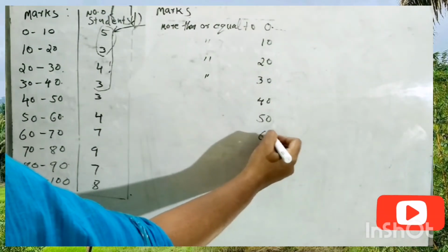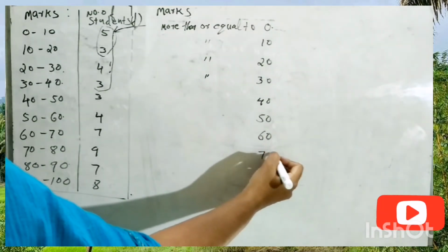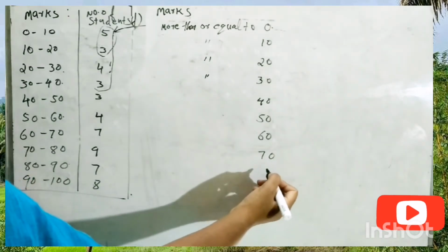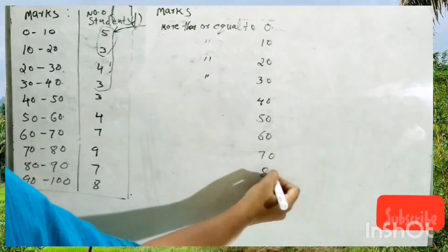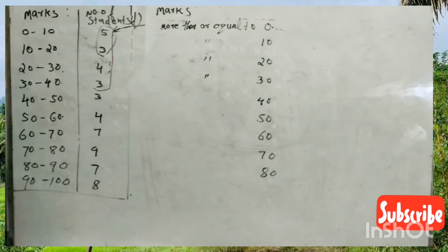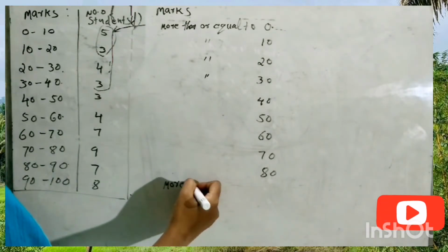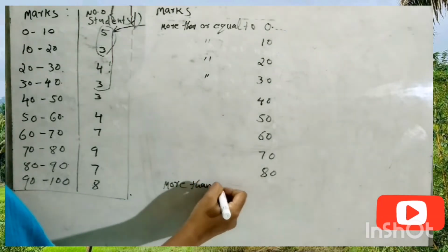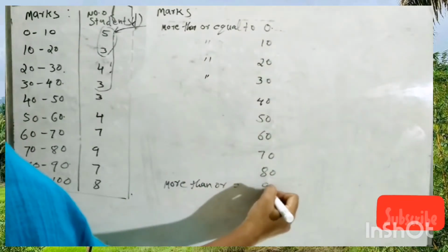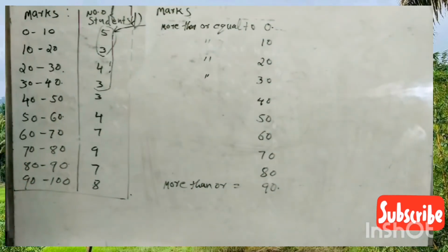More than or equal to 60. More than or equal to 70. And more than or equal to 80. And what about the last class? We are taking the lower limits. So more than or equal to 90.